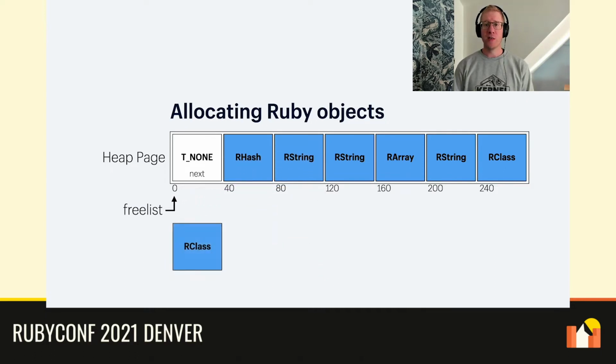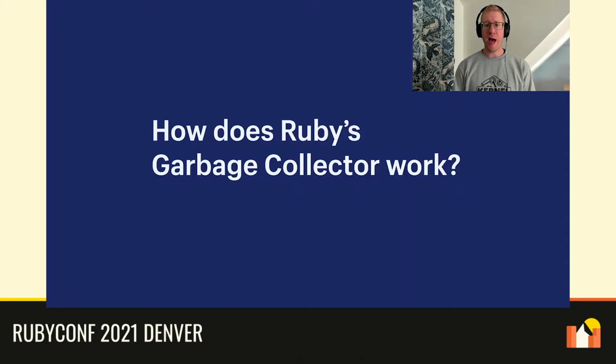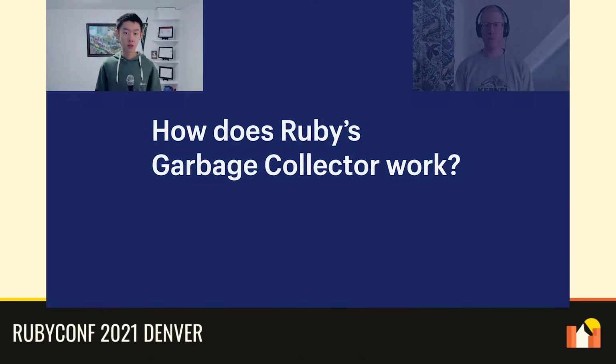But eventually, our heap pages are going to run out of slots, and this is where the garbage collector is required. If the freelist is empty when Ruby tries to allocate into the page, it must mean that there are no free slots left on that page. So now Peter's going to talk about how and when the garbage collector runs to release objects that are no longer necessary. Over to you, Peter.